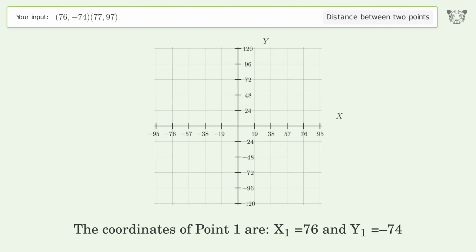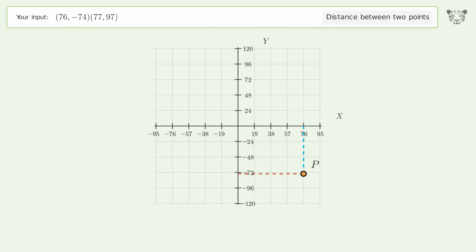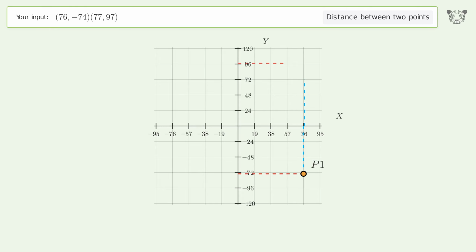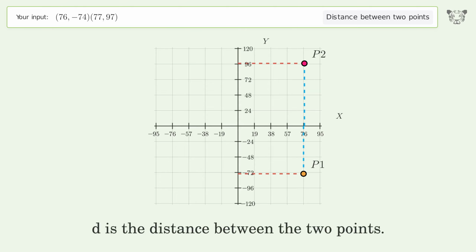The coordinates of point 1 are x1 equals 76 and y1 equals negative 74. The coordinates of point 2 are x2 equals 77 and y2 equals 97. D is the distance between the 2 points.